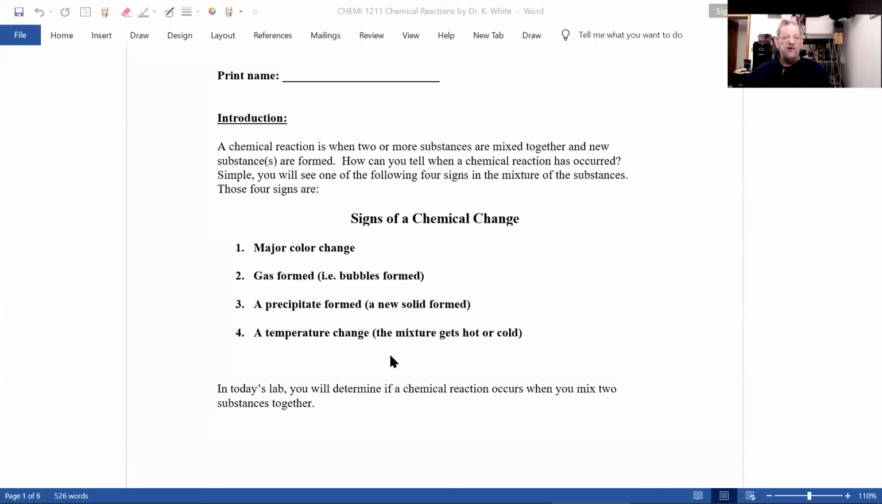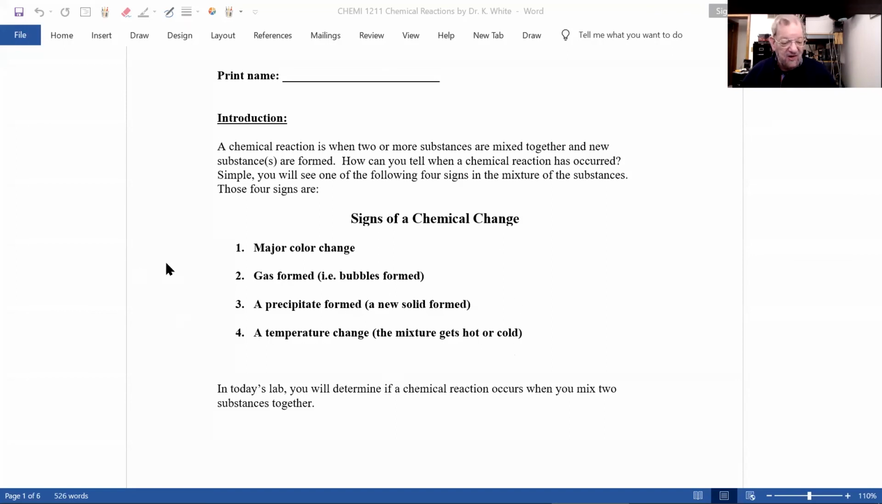And then the 4th one is you mix things together and you get a temperature change. If you have 2 substances at the same temperature and you mix them together and the mixture gets either hot or cold, that's an indication you had a chemical reaction or a chemical change.